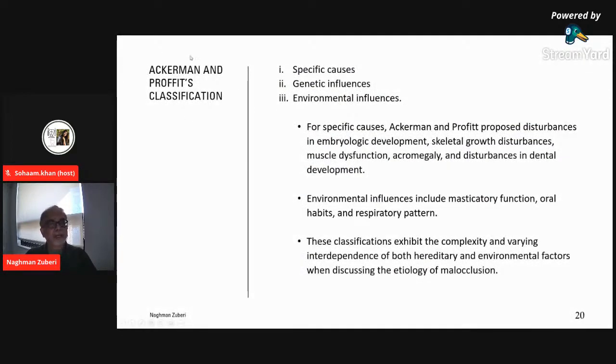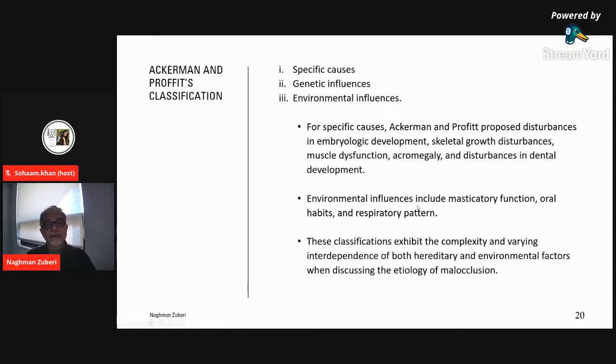Well, finally, in the last couple of years, maybe 20, 25 years, we now have these three causes. There is a consensus that these are the three major causes, and all other problems will be classified under these. Ackerman and Proffit proposed specific causes, genetic influences, and environmental influences. For specific causes, they propose disturbances in the embryological development, skeletal growth disturbances, muscle dysfunction, acromegaly, and disturbances in the dental development. Environmental influences include masticatory function, oral habits, respiratory pattern, etc.